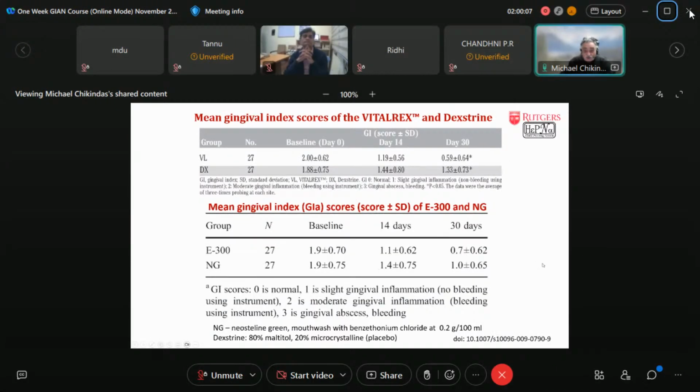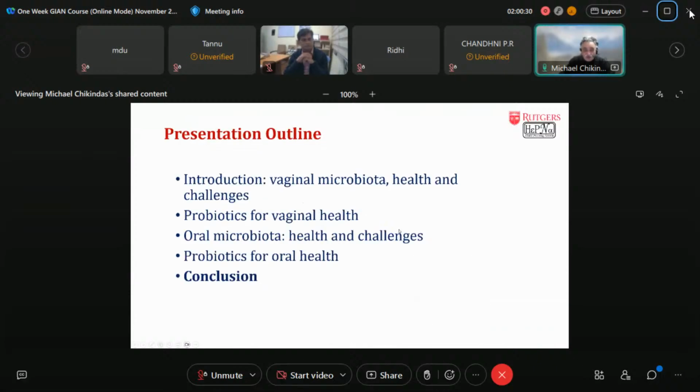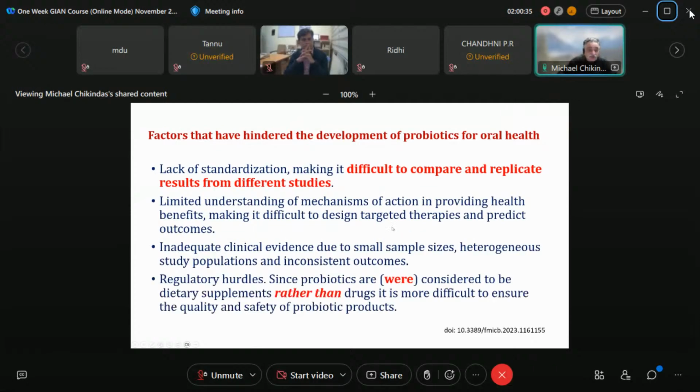Gingival scores. With the gingival scores, we again see the Viltorex versus the control, and the mouth reads, the fermentate of Bacillus subtilis against the control, and again we see here the positive results with the formulation of bacteriocins, the Bacillus. So, concluding remarks: factors that affect the development of probiotics for oral health.